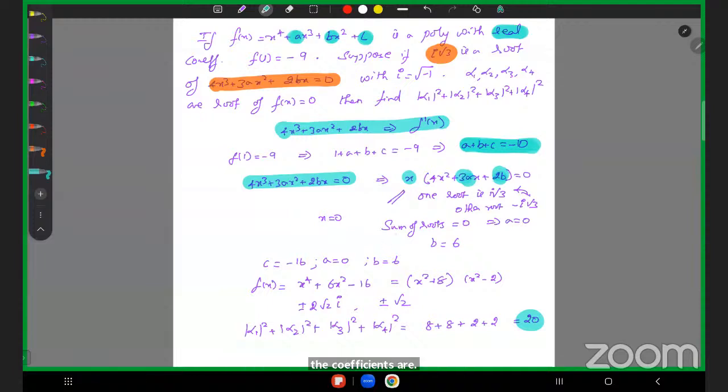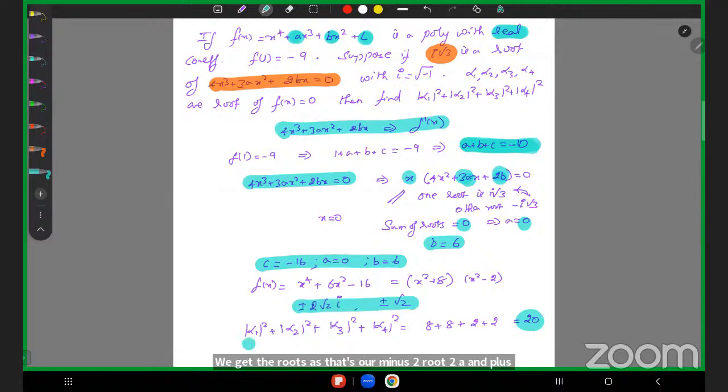So sum of the roots is equal to 0 gives A is equal to 0, and with the help of product of the roots, we get B is equal to 6. So having C as minus 16, A as 0 and B as 6, we get the function f of x as x power 4 plus 6x squared minus 16. On further factorization, we get the roots as plus or minus 2 root 2i and plus or minus root 2. So the required expression is this, and the answer is 20.